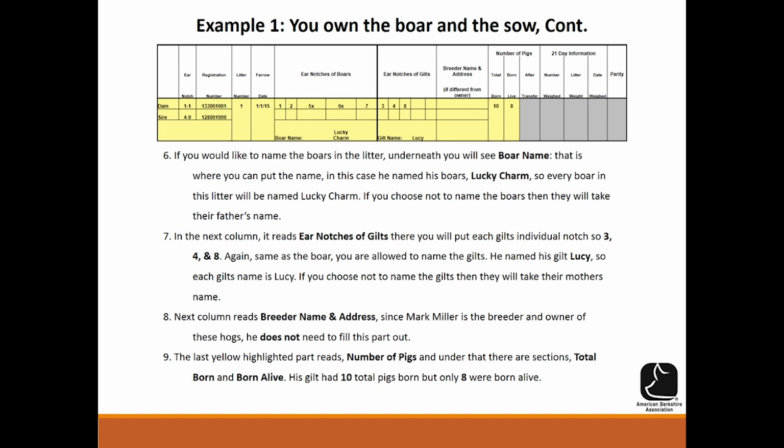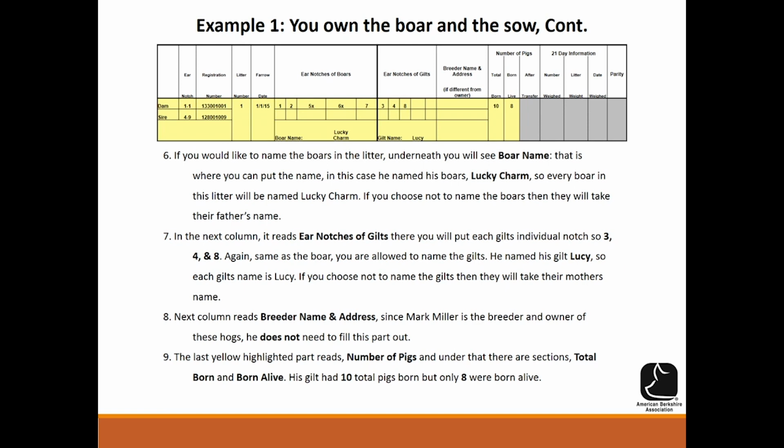In the next column, it reads, ear notches of gilts. There you will put each gilt's individual notch, so 3, 4, and 8. Again, same as the boar, you are allowed to name the gilts. He named his gilt Lucy, so each gilt's name is Lucy. If you choose not to name the gilts, then they will take their mother's name.